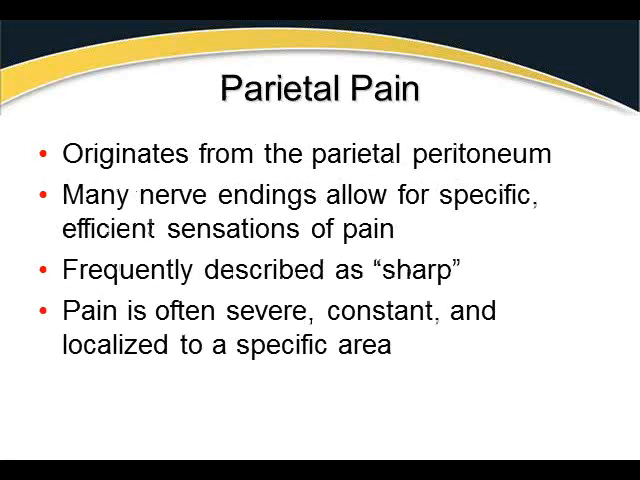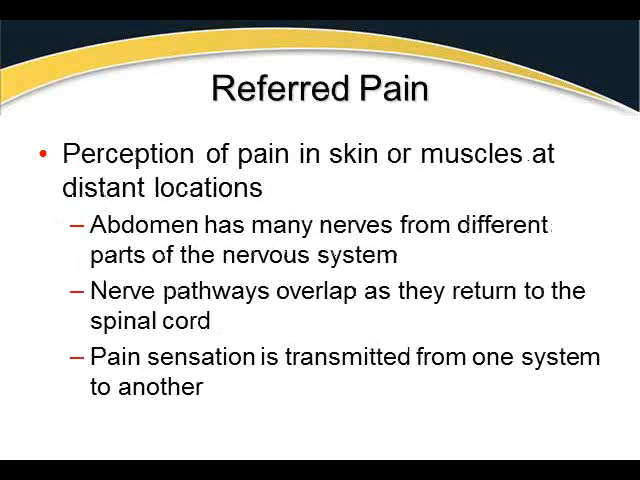Parietal pain. This originates from the parietal peritoneum, and many of these nerve endings allow for specific sensations, often referred to as a sharp pain, and is usually severe, constant, and localized to a very specific area. So parietal pain is going to be the abdominal cavity covering.